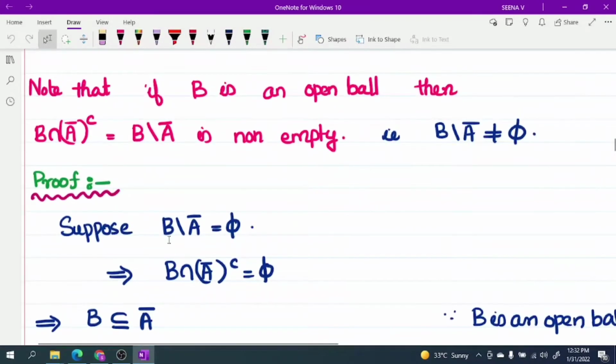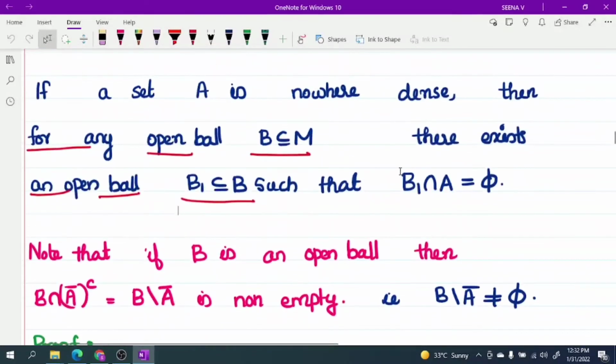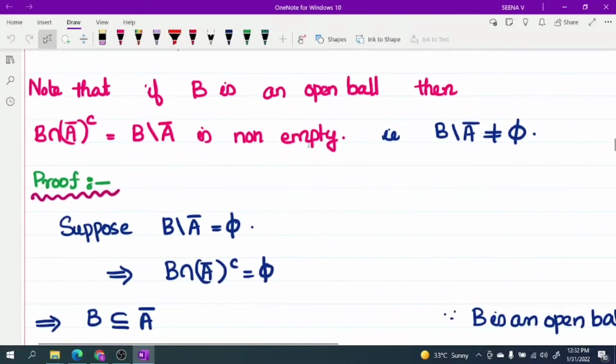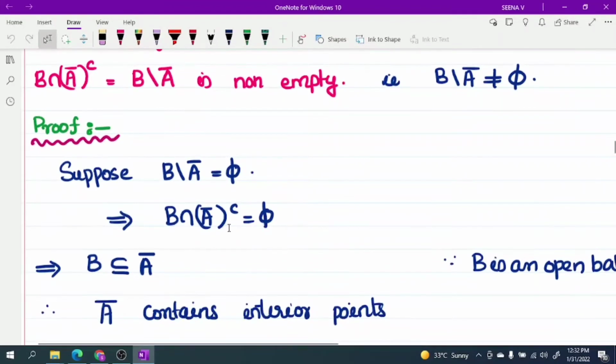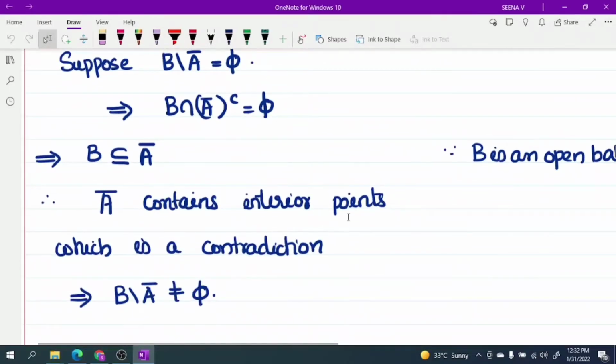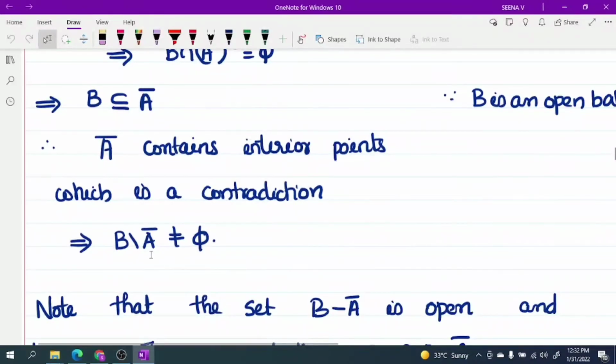Once again, I will repeat. What we have to prove? We have to prove if A is nowhere dense, then for any open ball B contained in M, there exists an open ball B1 contained in B such that this condition holds. Okay. Now, if B is any open ball, then clearly B minus A closure must be non-empty. This is the proof of that one. So suppose this is equal to empty, that means B intersection A complement equal to empty. That means B is completely contained in A bar. B is an open ball, so A bar contains interior points, which is a contradiction. Therefore, B minus A bar is clearly not equal to empty.